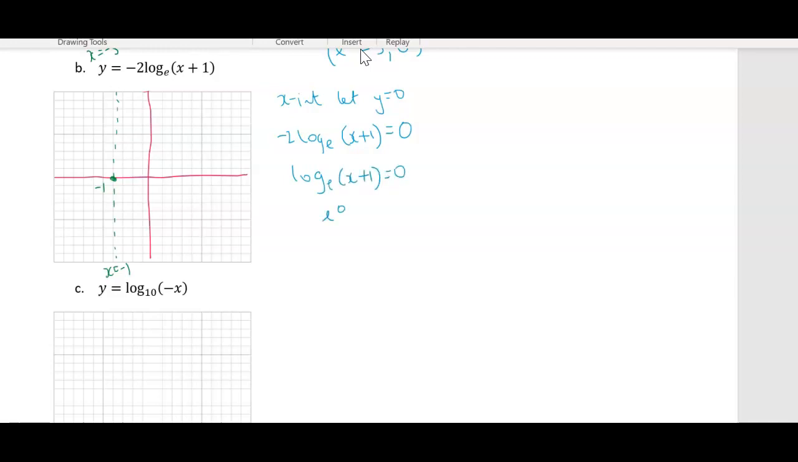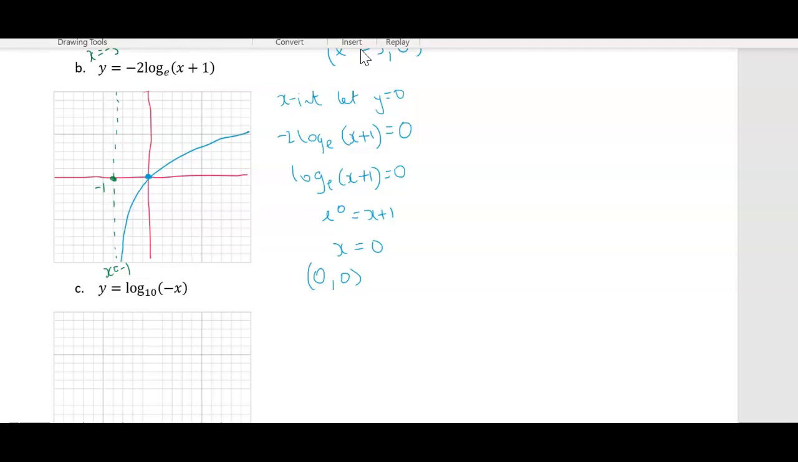So e to the power of 0 equals x plus 1. So e to the power of 0 is 1, so x is equal to 0. So our x-intercept is (0, 0). When our x-intercept is (0, 0), our y-intercept is also (0, 0). So we're going through the origin there, and we can just sketch our graph. Oh, look at that, that's perfect.